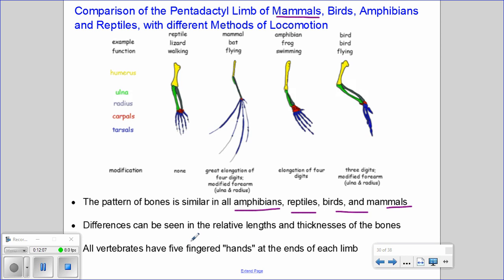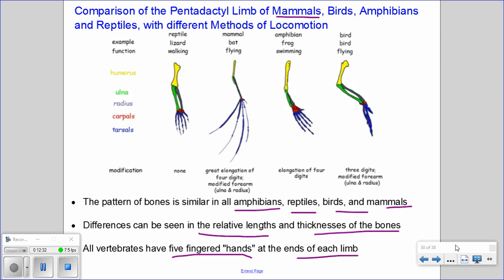The differences, though, can be seen in the relative lengths and thicknesses of the bones. For example, that humerus is probably the most dramatic example, or the ulna, in which you have varying lengths and thicknesses depending on what it is used for. It is important to note that all vertebrates have these five-fingered hands at the ends of each limb. So if they had limbs at some point, they all have this pentadactyl limb.